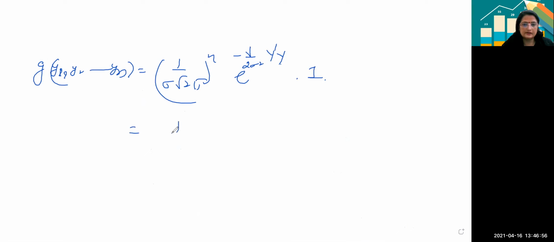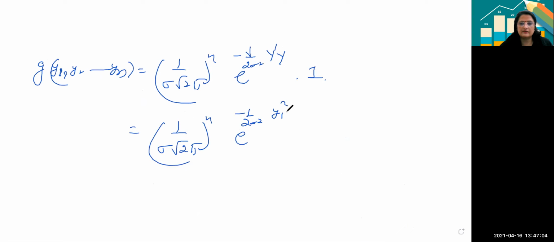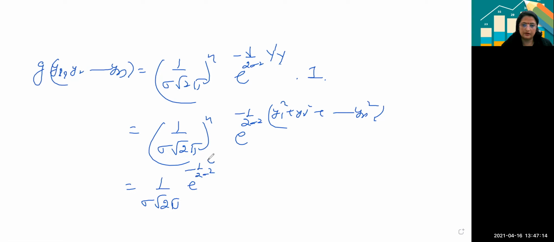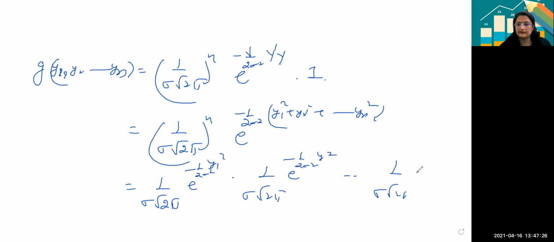So what does it mean? This is 1 by sigma under root 2 pi raised to power n into e raised to power minus 1 by 2 sigma square, times y1 square plus y2 square, so on up to yn square. Separate it. So this is 1 by sigma under root 2 pi e raised to power minus 1 by 2 sigma square y1 square, times 1 by sigma under root 2 pi e raised to power minus 1 by 2 sigma square y2 square, times 1 by sigma under root 2 pi. We have split the n across all of them. e raised to power minus 1 by 2 sigma square into yn square.